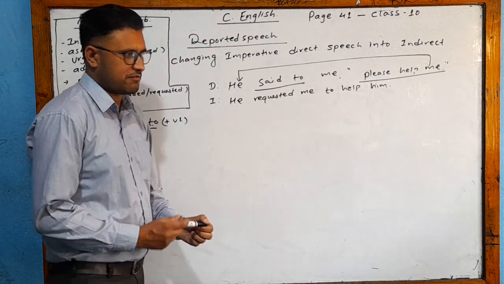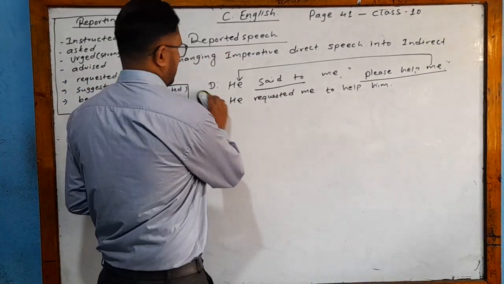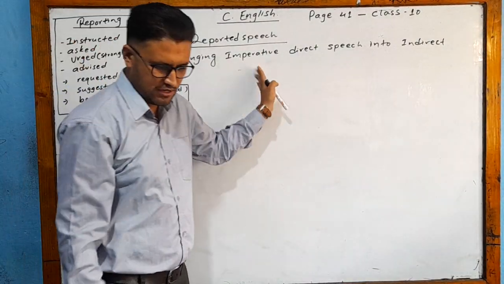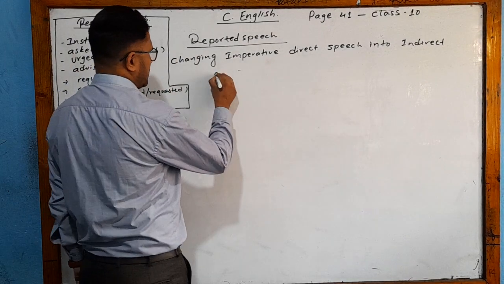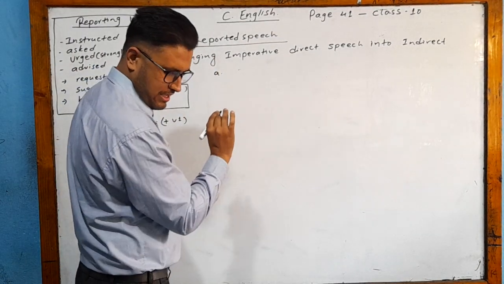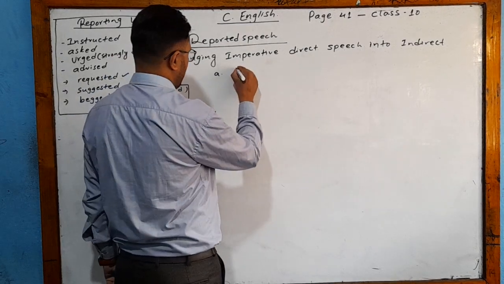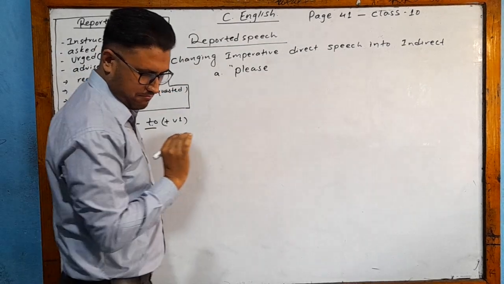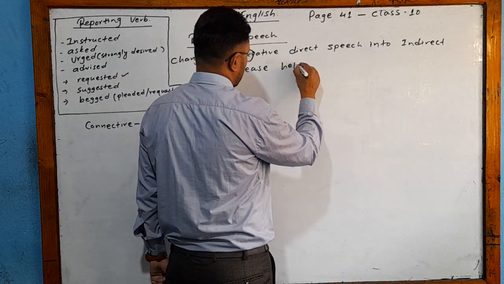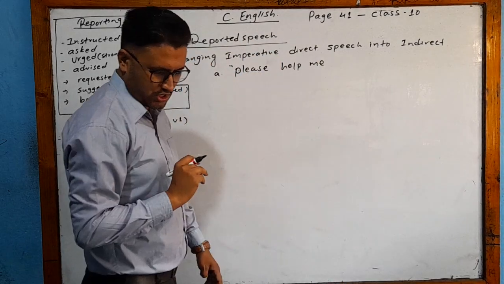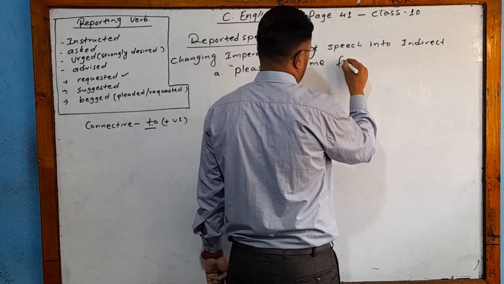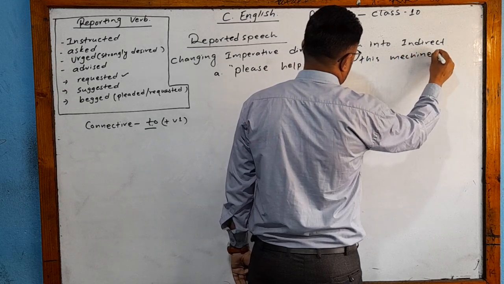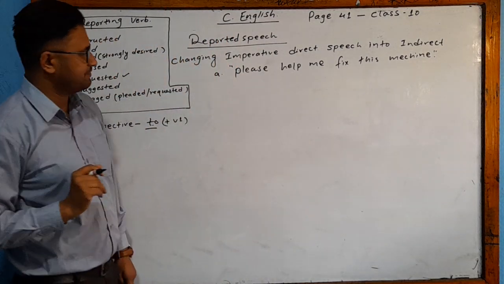Okay. Now let's check B. All right. Let me erase this. This is just for example. It's not necessary to copy down. So let us see the first sentence. Please help me fix this machine.